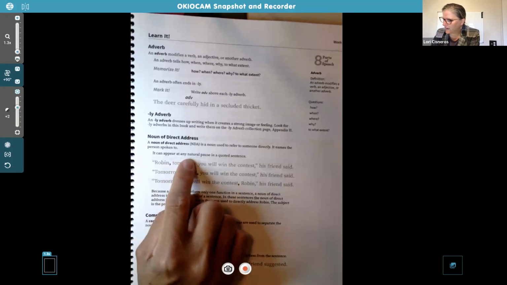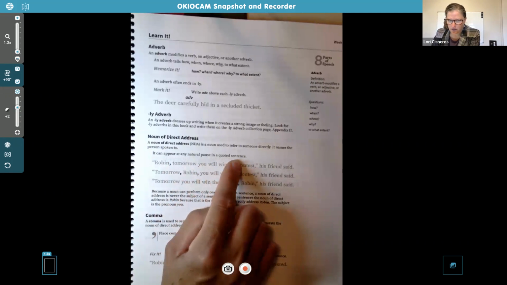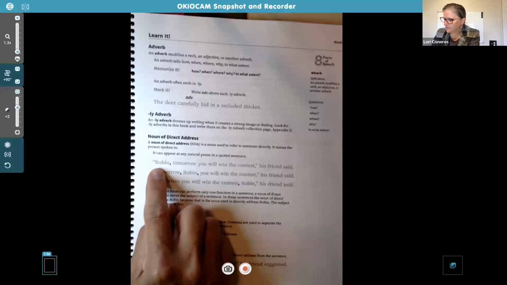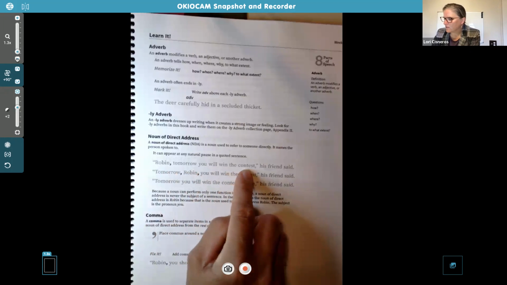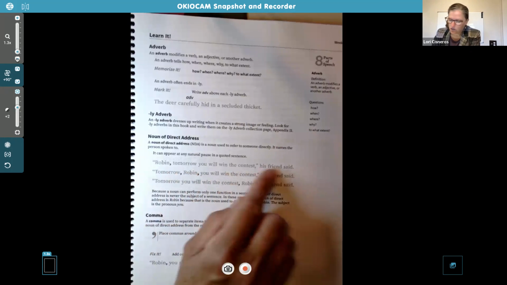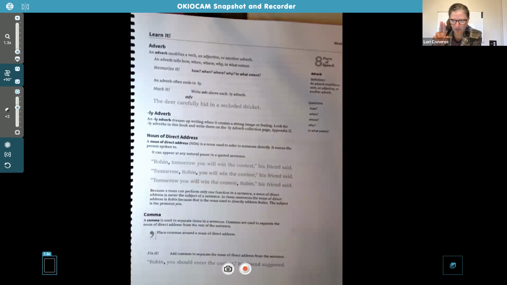But it can appear in any natural pause in a quoted sentence. For instance, here's a quote, somebody speaking. "Robin, tomorrow you will win the contest," his friend said. So Robin is the noun of direct address because his friend is addressing Robin directly. Okay, that's the connection right there.